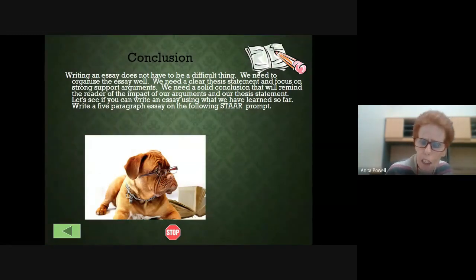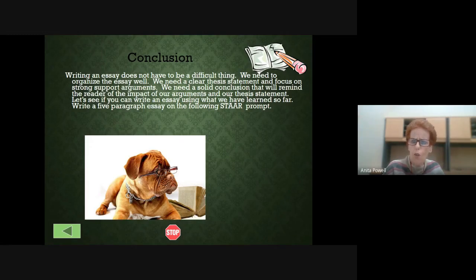Let's see if you can write an essay using what we've learned so far. Write a 5-paragraph essay on the following STAR prompt. Okay, so it's clear. We have an assignment here. We have something that we're going to be asked to do on the STAR test that we're asked to do today. Write a 5-paragraph essay using what we've learned so far on a STAR prompt. So let's see what that would be.